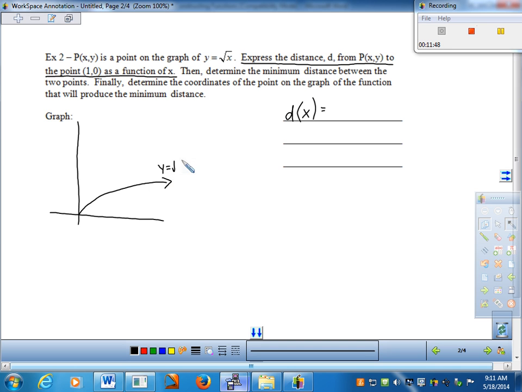I'm going to label that. Again, the more things you label, the more it's likely to stimulate an idea or two as you go ahead and try to construct and utilize these functions. So there we go. Y equals square root of x.